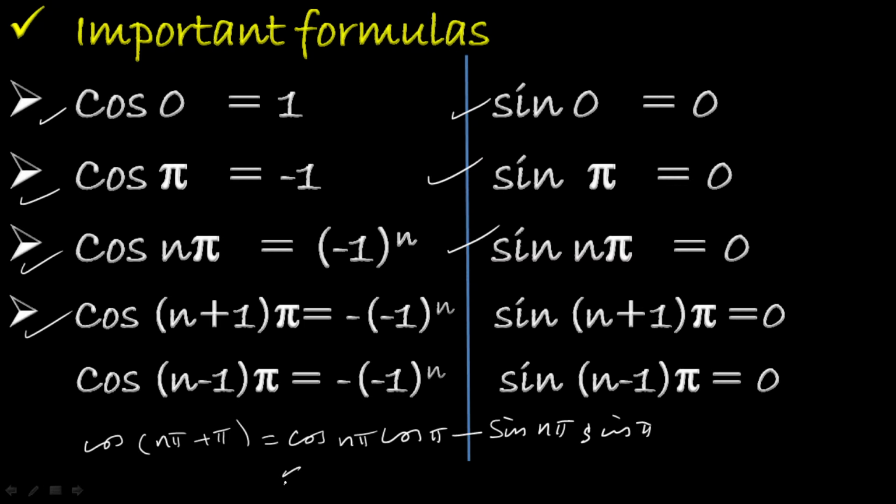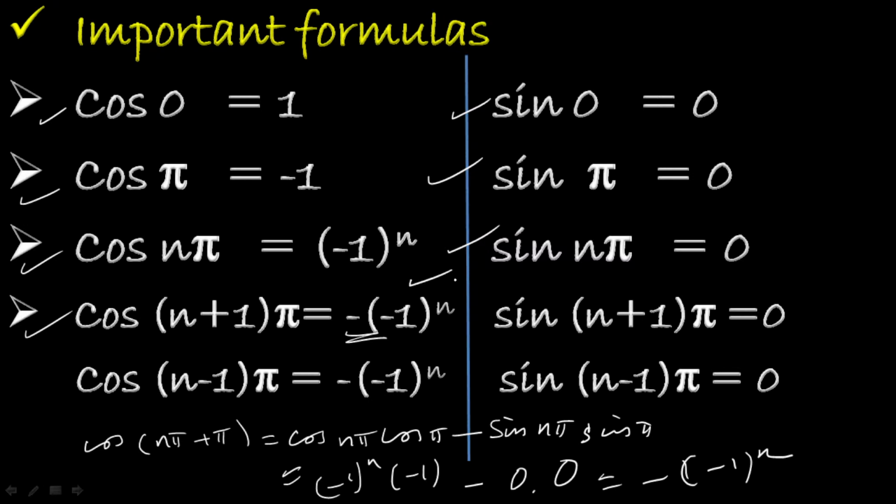So you know the values of all these. Cos n pi is (-1)^n, whereas cos pi is -1, sin n pi is 0, and sin pi is 0. So which gives you minus of (-1)^n. So no need to remember this formula. If you know the basic formulas of cos(a+b) and cos(a-b), you just substitute the values, simplify and get this value.